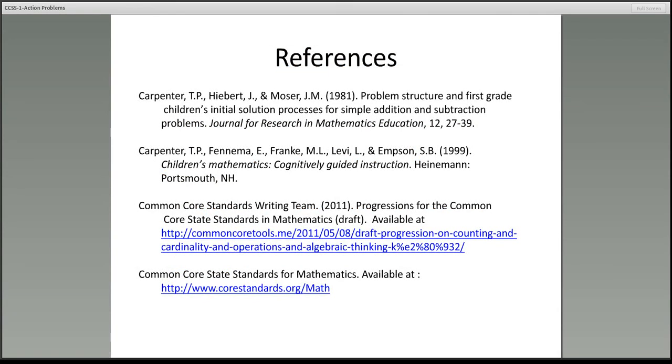I strongly suggest that the Carpenter, Fennema, Franke, Levi, and Empson book, Children's Mathematics: Cognitively Guided Instruction, be added to your collection if you are really feeling like you need some additional work on thinking about problem solving.